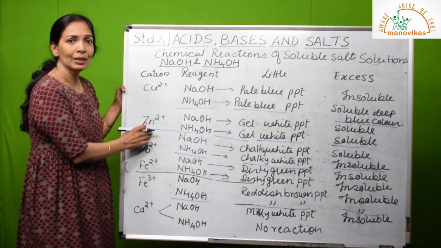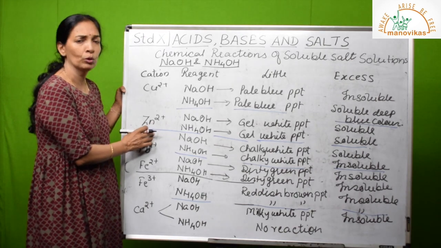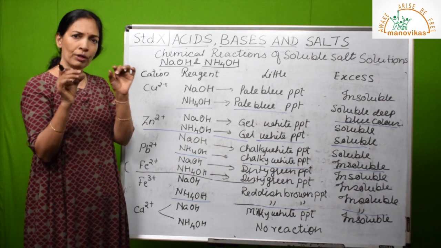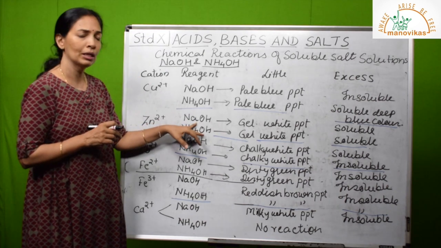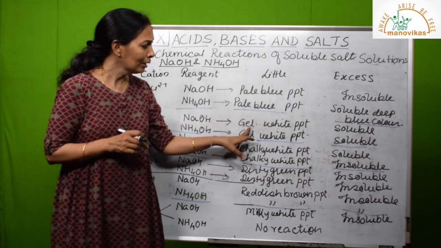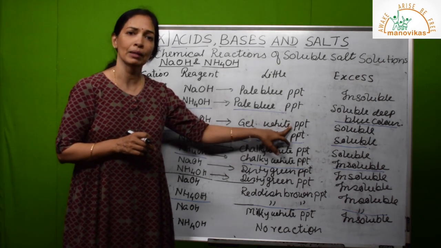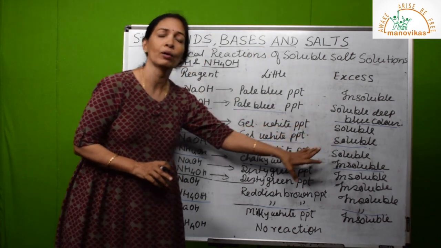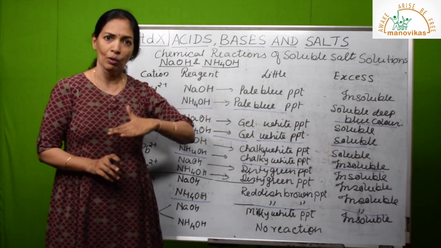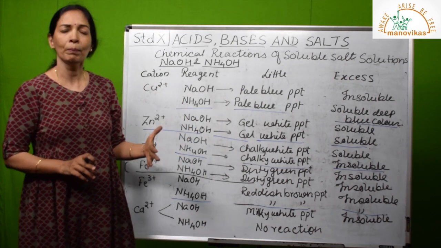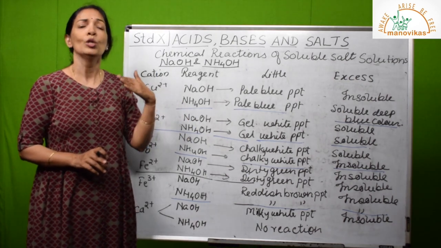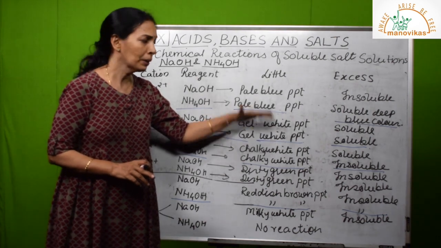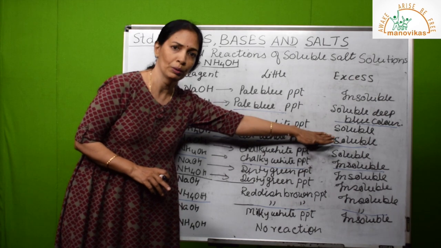Then comes zinc 2 plus ion. Any soluble zinc salt if you take, two different solutions you have to take. First part you treat with sodium hydroxide. A little will give gelatinous white precipitate of zinc hydroxide. Add excess of sodium hydroxide, the precipitate will dissolve. That means reaction is taking place, a complex is formed, that is sodium zincate. So little gives gelatinous white precipitate, excess, precipitate soluble.